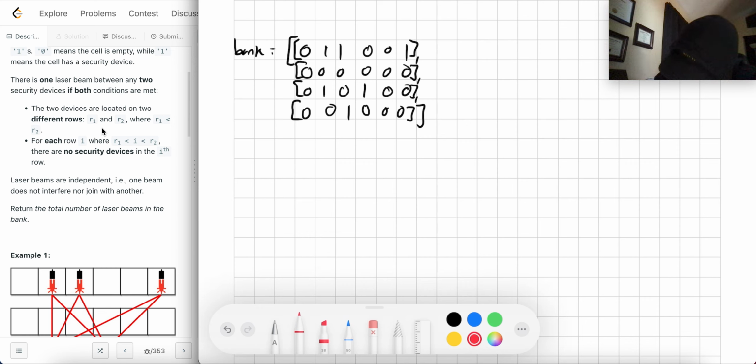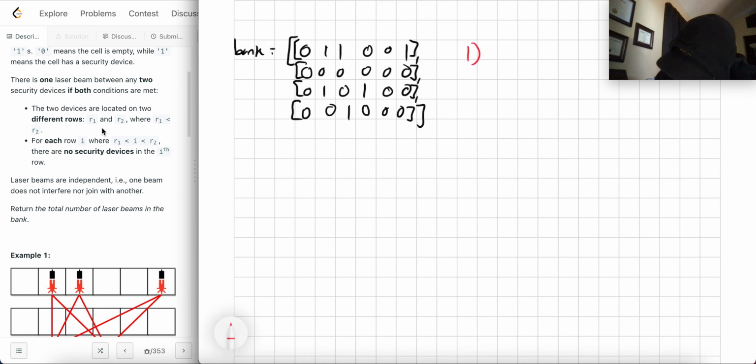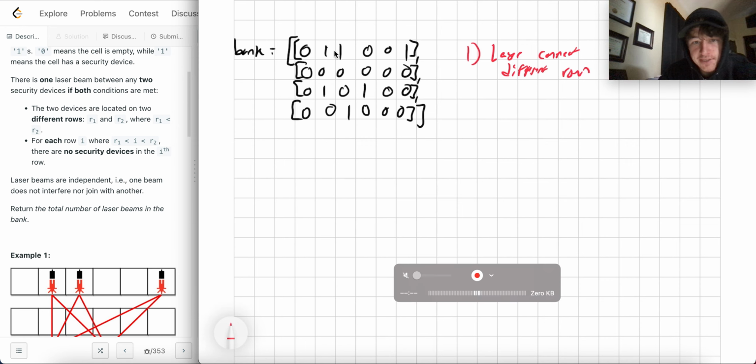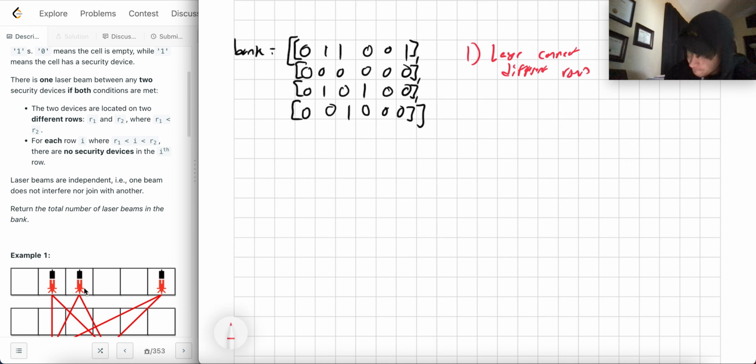So what are the two rules? The first rule is lasers connect different rows. So they gotta be on different rows. So these two lasers can't connect with each other. You don't see any connection here.